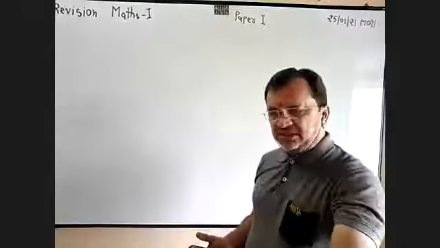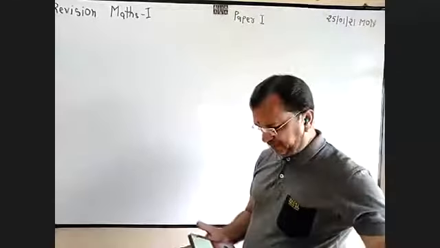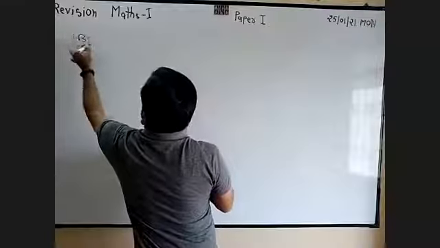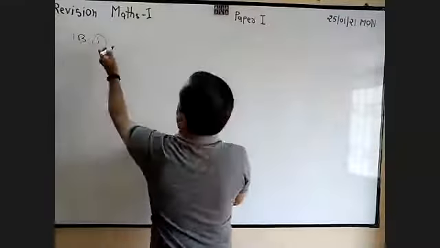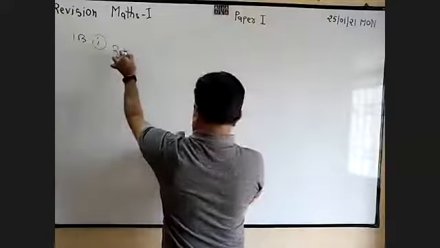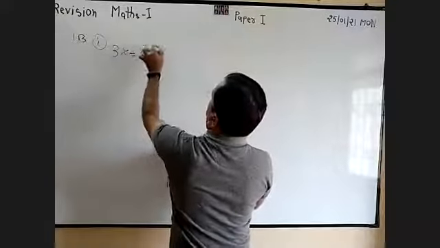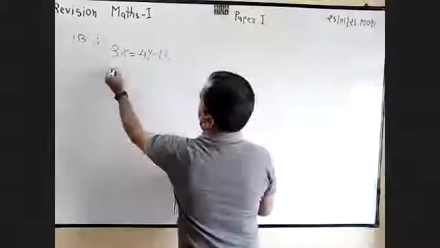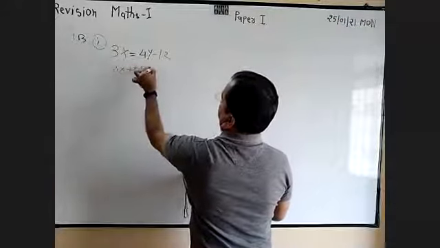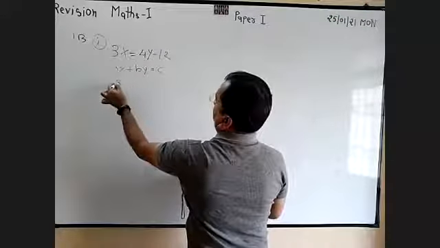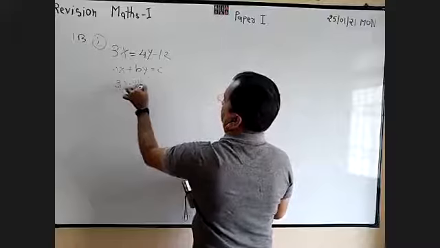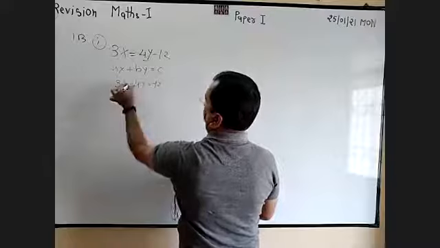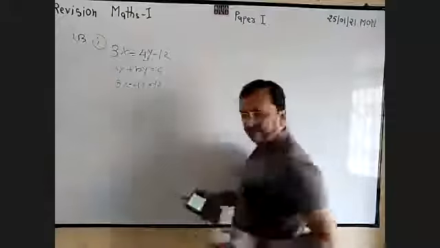Write the equation in the general form. Question number 1b first, that is given 3x is equal to 4y minus 12. Write this into general form, means ax plus by is equal to c form. So 3x minus 4y is equal to minus 12. Because this will come to the side only minus, but this will be here only.